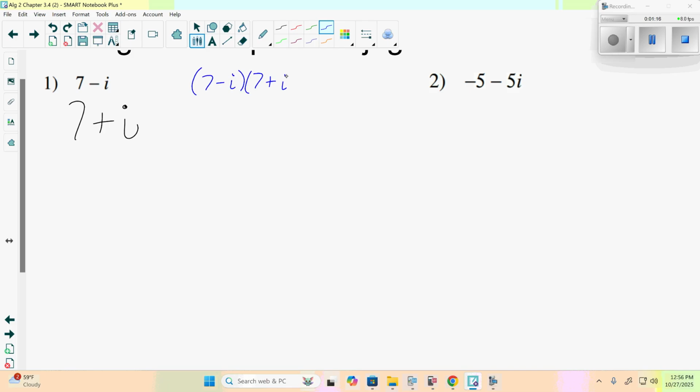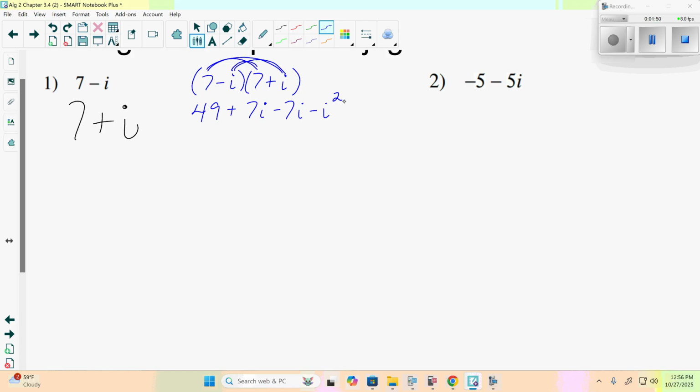Now, the first few problems didn't ask for this. When it's asking for the complex conjugate, it's not asking for their product. But there is something interesting that does happen when we do multiply the two together. So if we multiply 7 plus I and 7 minus I, we'll start off with 7 times 7, which is 49. 7 times I is going to be plus 7I. Negative I times 7 is going to be negative 7I. And negative I times I is going to be negative I squared. So if we multiply them together, we get this here.